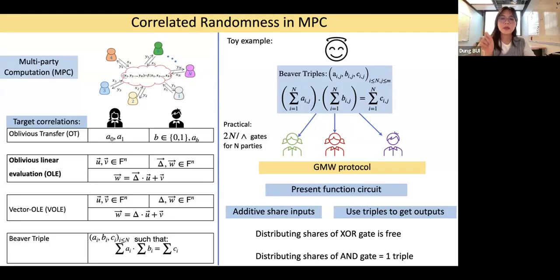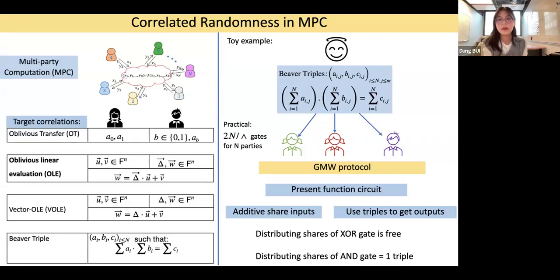gate. You first additively share the input, and then you get the additive shares of each gate inside the circuit. For the XOR gate, it's free: you just XOR the shares together. But for the AND gate, you need one Beaver triple to get the share of the AND gate. So to distribute the share of the AND gate, you make one triple.